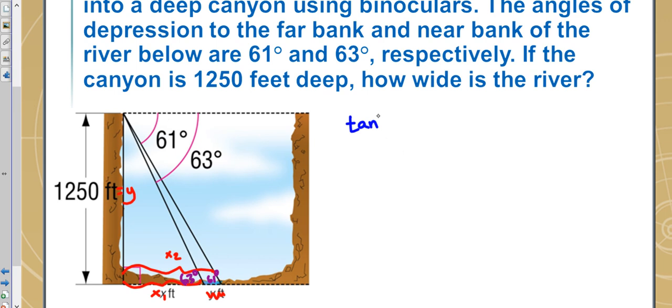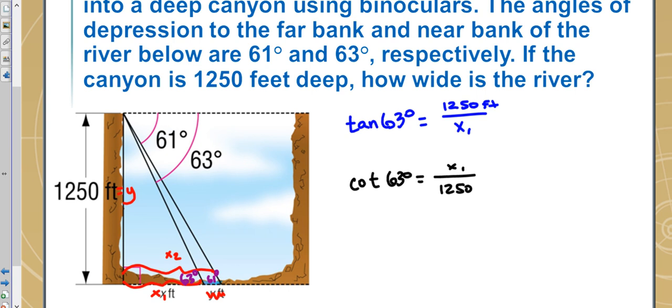So now coming back, we'll say tangent of 61. No, I'm sorry, we're doing 63 right now. Tangent of 63 degrees will equal y, which is 1250, over our x. And 63 is on the triangle that has x1. Now, this is in feet here. Again, we want the unknown on top. So what's the reciprocal of tangent? It's cotangent. So cotangent of 63 degrees will equal x1 over 1250. We're a step away.